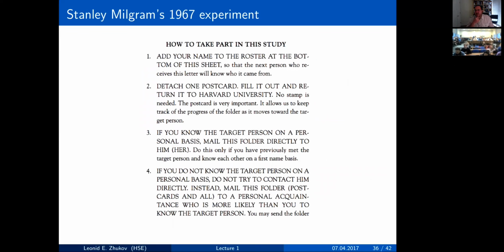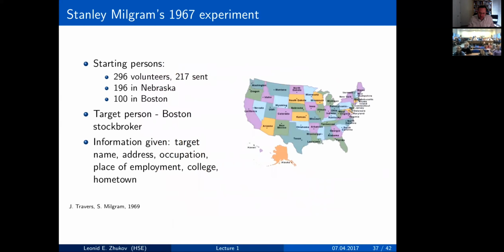So what he did is he recruited volunteers through the newspaper by advertising, and giving the following request for the people who participate in the experiment. You can read through this, but I'll just show it on the map. So he was looking for volunteers that would help him send a message to a particular person. But the trick was you cannot send the message directly to the person.